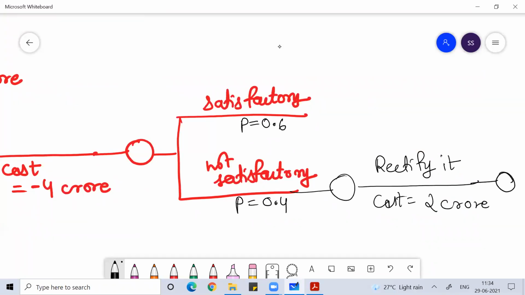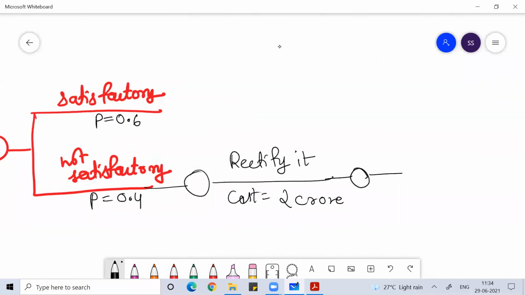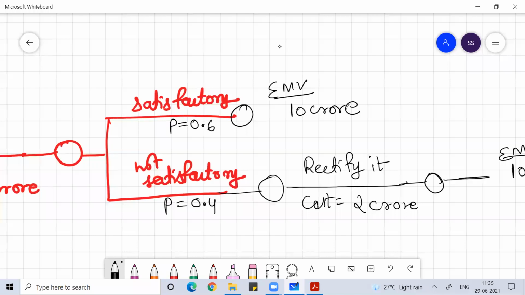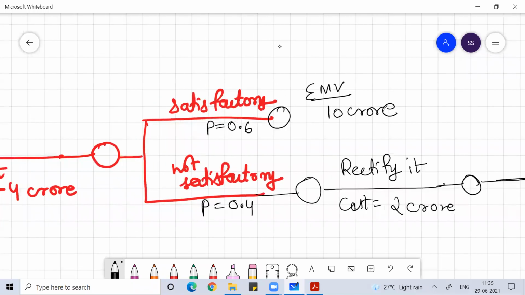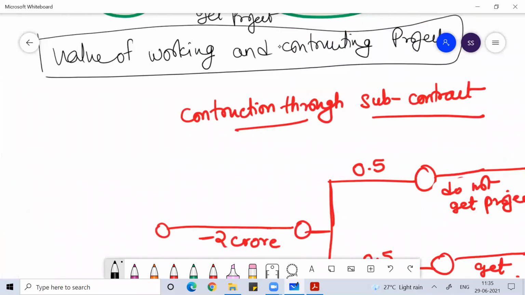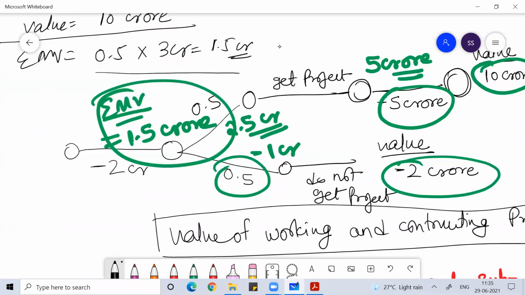And now probably we can expect the work to be done. So in this case, I'll generate economic value of 10 crore here. Imagine if I have done satisfactory work, I would have generated an economic value of 10 crore here. Clear everyone? Anyone, any doubt? So if I do the construction by myself, my economic value I'm getting is 1.5 crore.